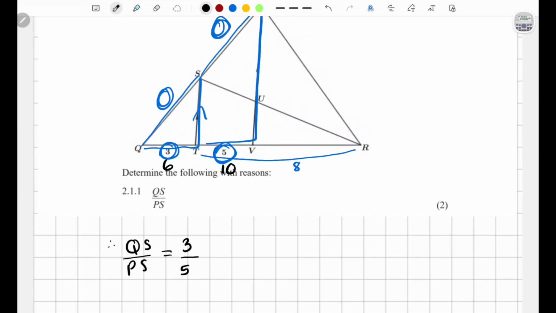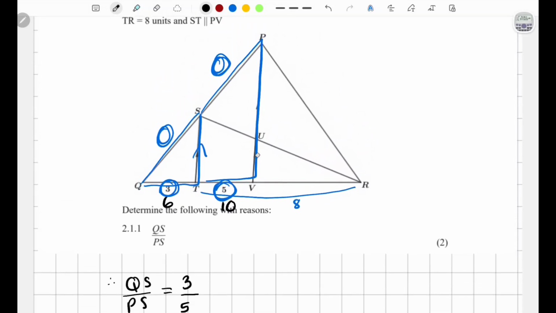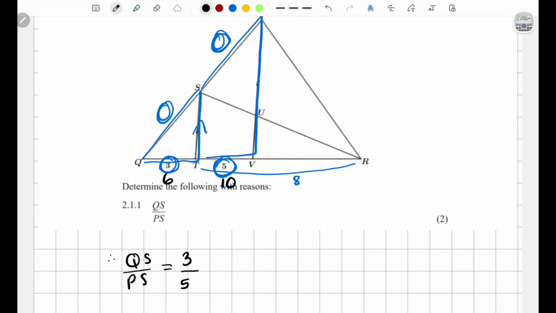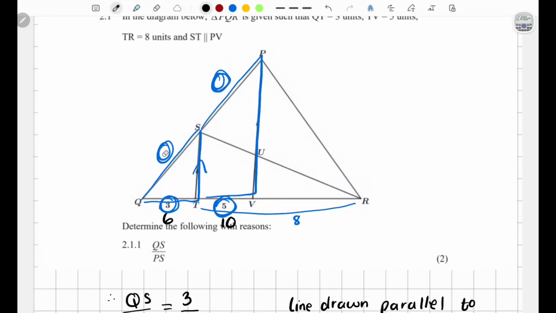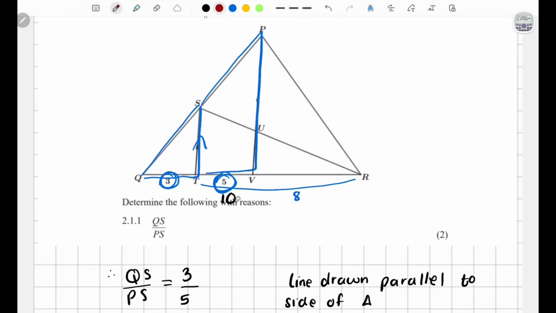Okay, but you're going to have to give a reason. So we did that really. That's because of the proportionality theorem. The reason that we give is because there's a line drawn parallel to one side of the triangle. Also, with that being said, you need to put these ratios here. And this is where that is actually very important.